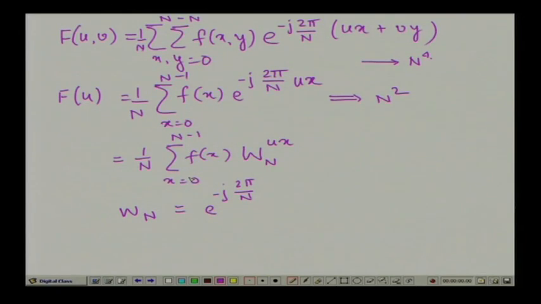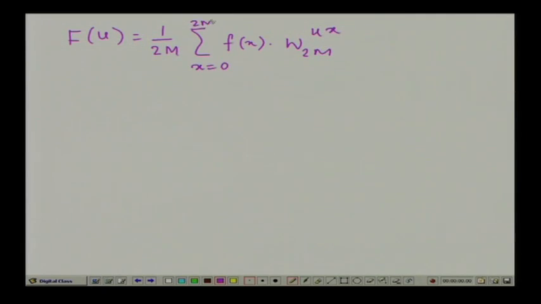Now, if I assume, which generally is the case, that the number of samples N is of the form 2 to the power n, then this capital N can be represented as 2 into capital M. And let us see how this particular assumption helps us. With this assumption, we can rewrite F(u) as 1 upon 2M, because N is equal to 2M, then the summation of f(x) into W_2M to the power ux, where x now varies from 0 to 2M minus 1.